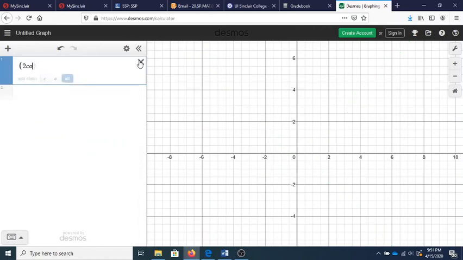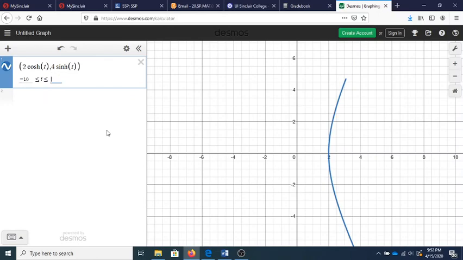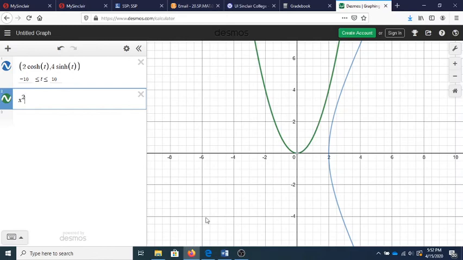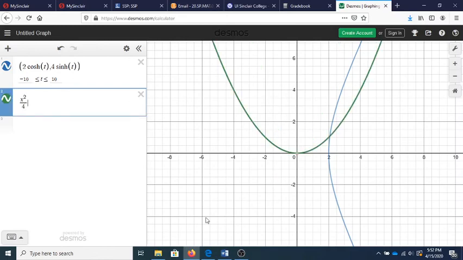All right, let's start with the parametric. So x equals 2 hyperbolic cosine of t, and y equals 4 hyperbolic sine of t. And we'll go from negative 10 to 10. Okay, and we're getting the right-hand branch of a hyperbola. That's what we expect.